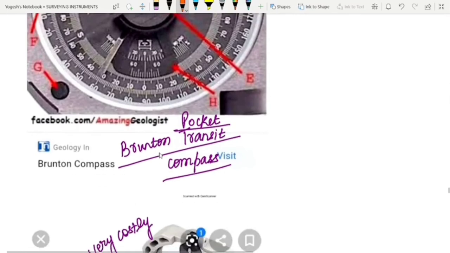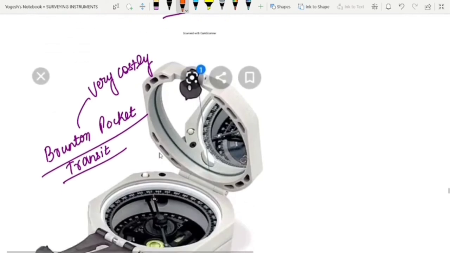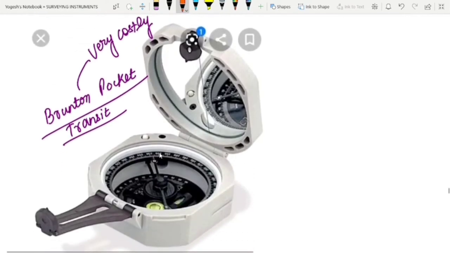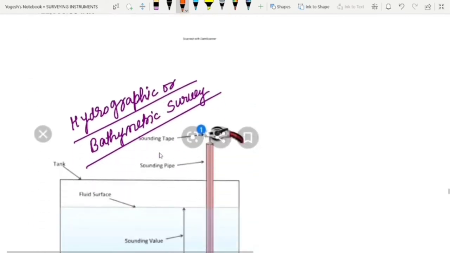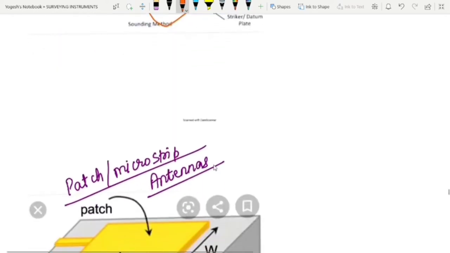This is Brunton's compass, which is used for the compass survey, or as a mining dial. Brunton's focused compass is a very costly instrument. This is the hydrographic or bathymetric survey, in which sounding values are calculated with the help of sounding rods.